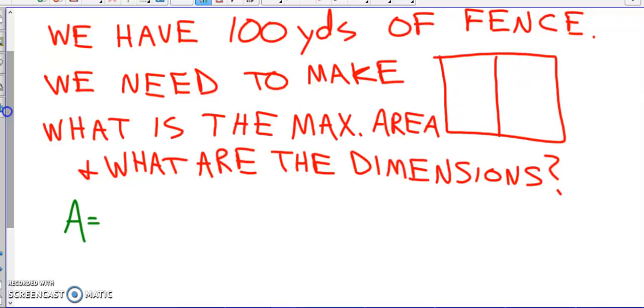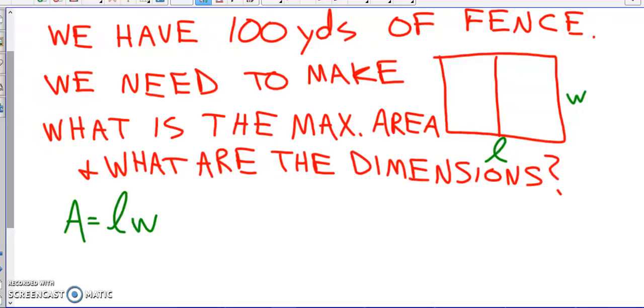So area is equal to length times width. And it might help if we labeled it. So let's label that length and that width. Just keep in mind that's purely arbitrary. You could label it whatever way you want. You could make the other side length and width, but let's just say I'll label it like that.